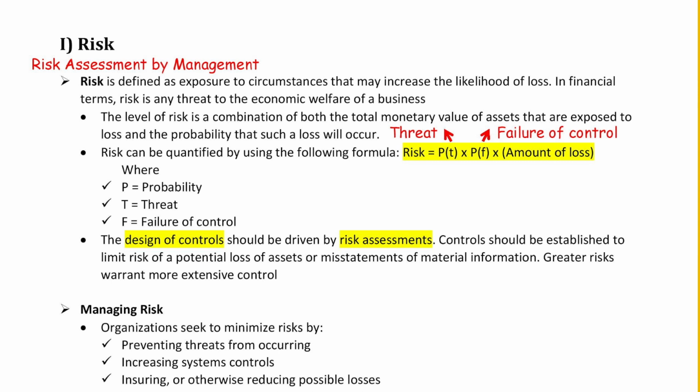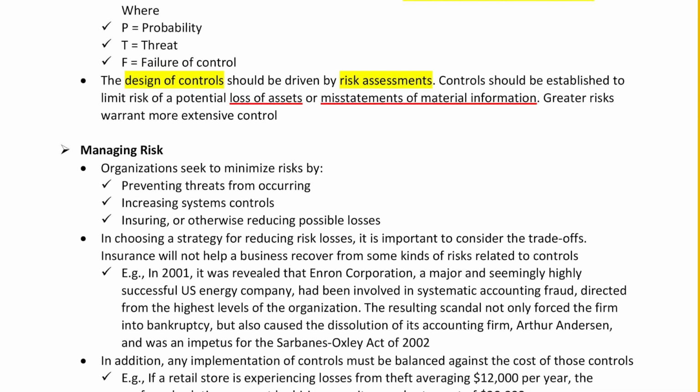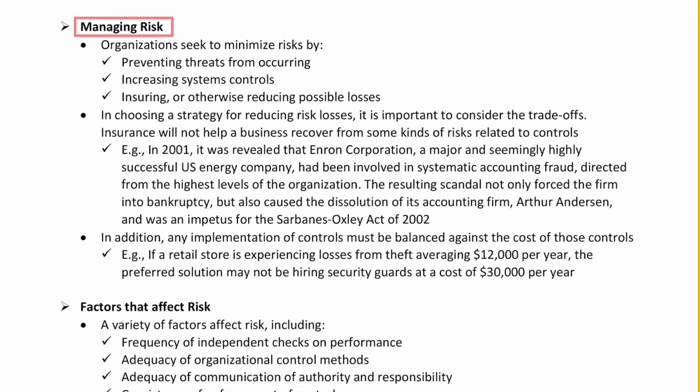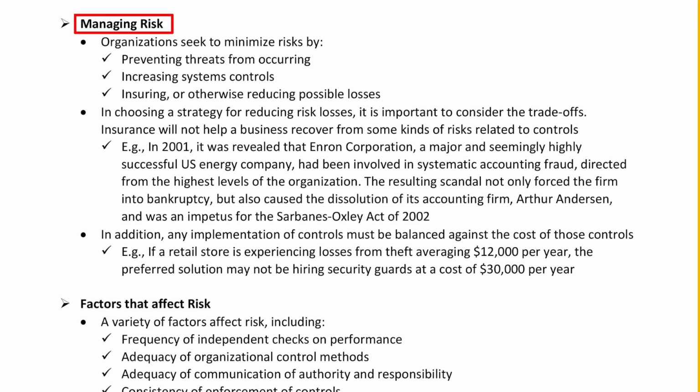Now, when we're doing risk assessment by management, we're looking at controls which should be established to limit the risk of a potential underlying loss of assets or underlying misstatements of material information. Next, put a box around managing risk. So we looked at the formula for risk where we said risk increases by increase in threat, increase in failure of controls. So a good way of managing risk would be preventing threats or increasing controls.